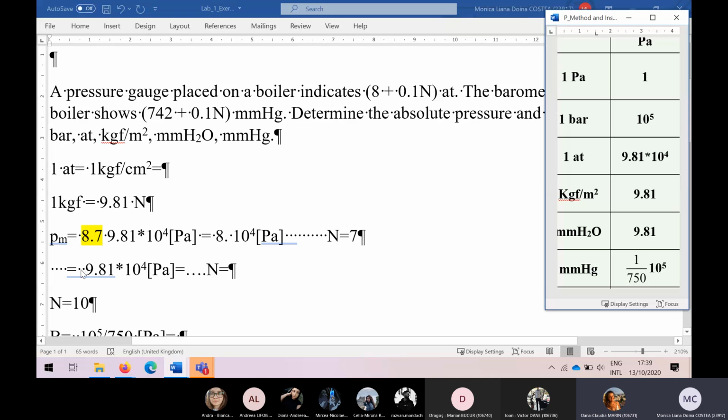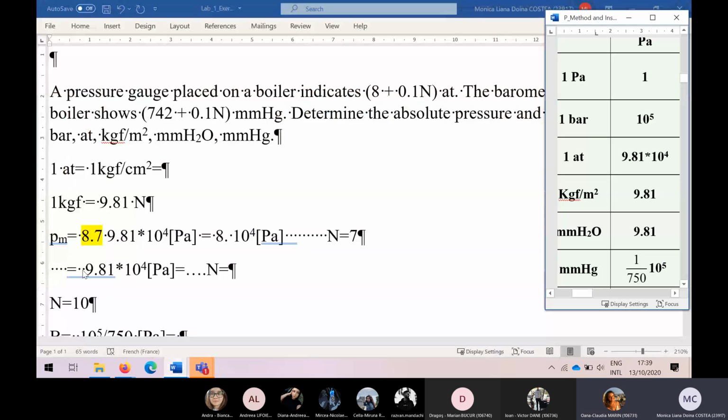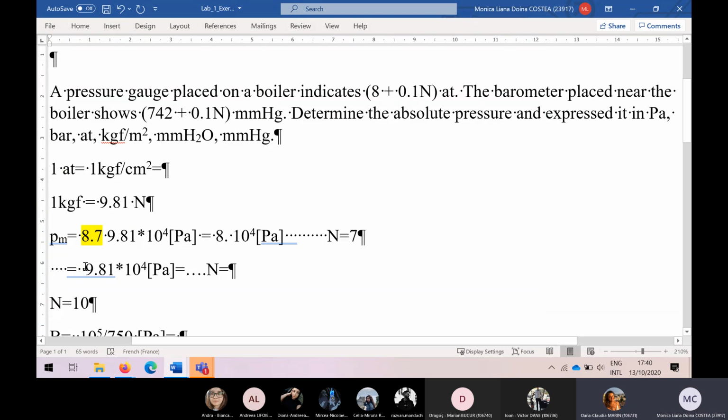I ask, we have to transform from technical atmosphere to Pascal, right? Yes. So give me your value. I have 9.6. Excellent, 9.6 technical atmosphere. And if you want to go to Pascal, we don't have, to derive, it's not Pascal. Where is Pascal there? It's Pascal here.